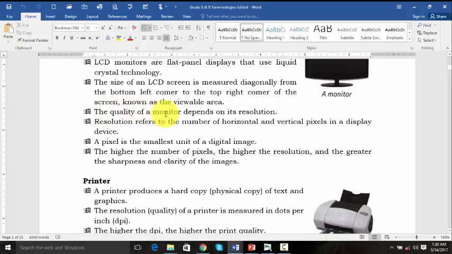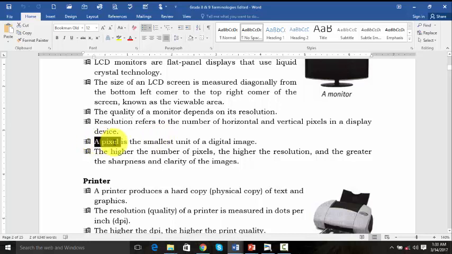The quality of a monitor depends on its resolution. Resolution refers to the number of horizontal and vertical pixels in a display device. So now, children, we are going to look at the word resolution in the tutorials which are to come. A pixel is the smallest unit of a digital image.